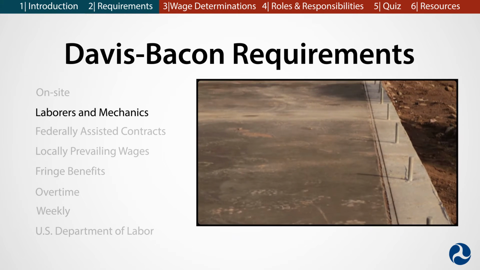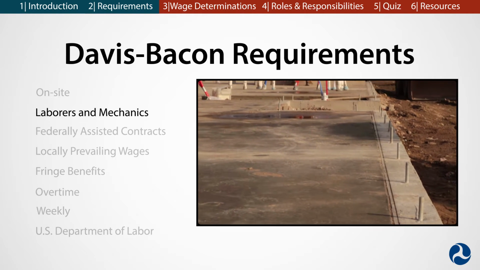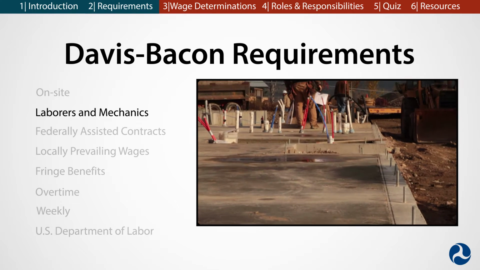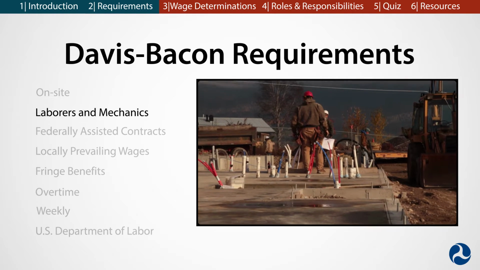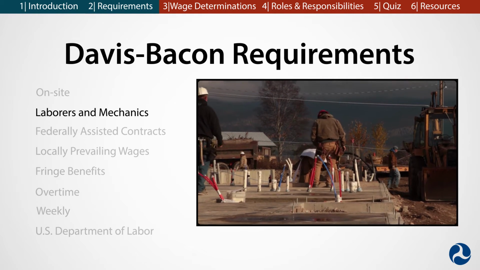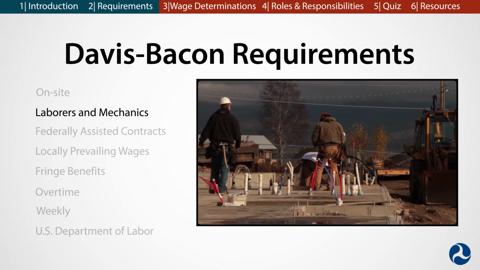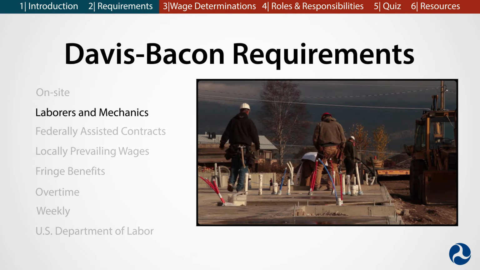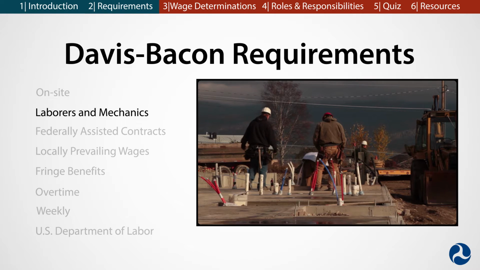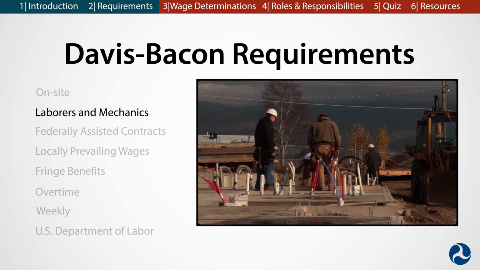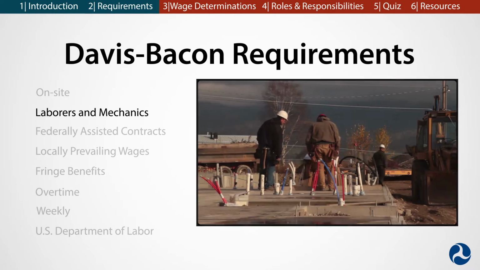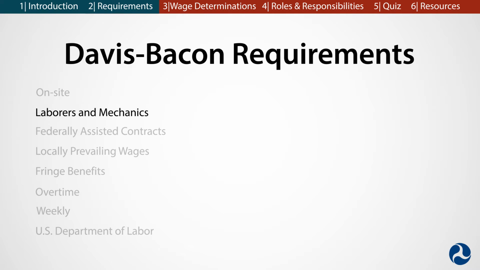Laborers and mechanics. The DBA applies to laborers and mechanics who are construction contractors and subcontractors. Apprentices, trainees, and helpers are not explicitly covered under the Davis-Bacon Act, and they are not required to be paid the prevailing wage rate. They are permitted to work on DBA-covered projects, however. The DBA also does not apply to design engineers or other professionals involved in the project, even if they visit the site of work.